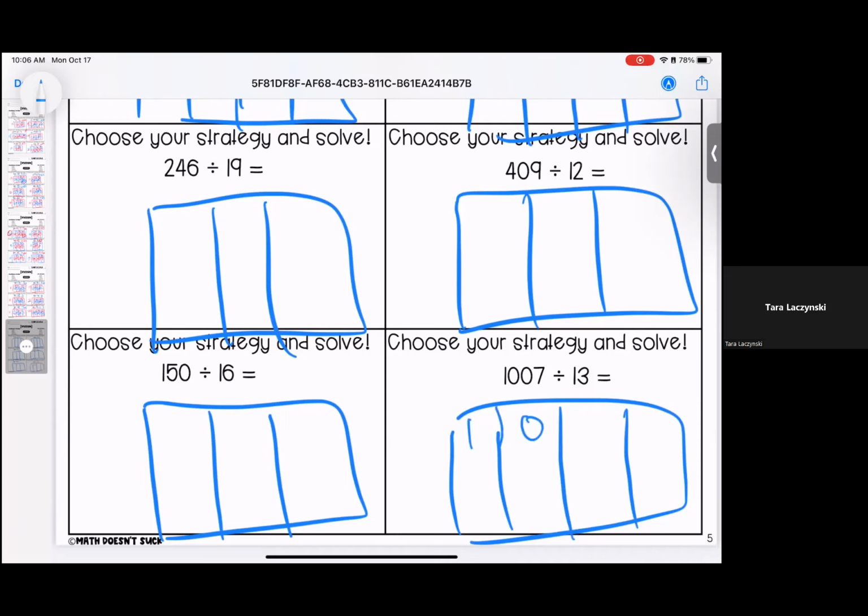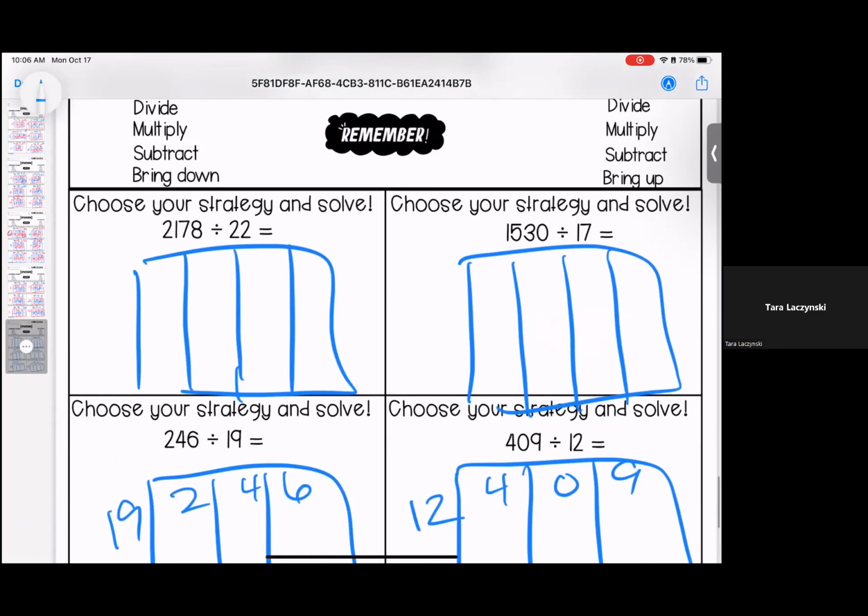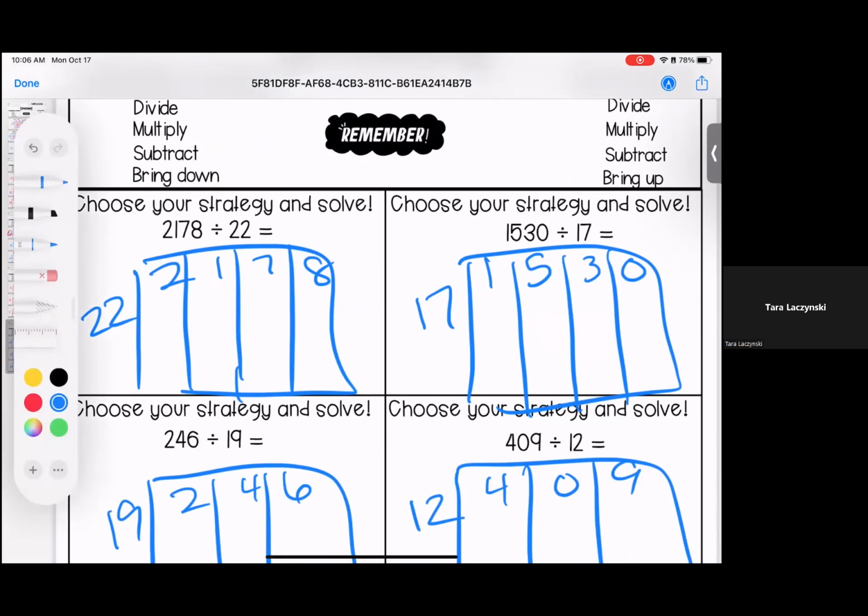So this one we have 1, 0, 0, 7, 13, 1, 5, 0, 16, 2, 4, 6, 19, 4, 0, 9, 12, 2, 1, 7, 8, 22, 1, 5, 3, 0, 17. All right, sweet faces. Let's go ahead and get this one started. Changing my color. Last page.